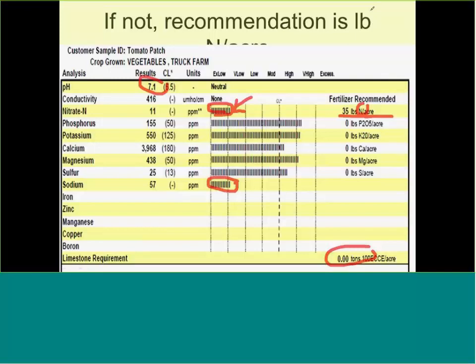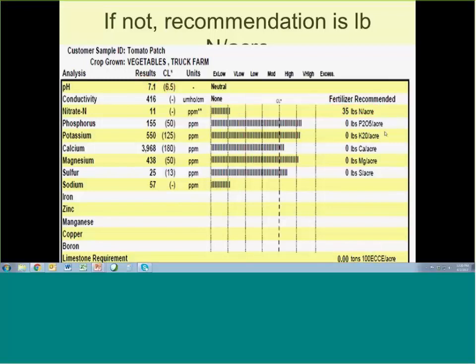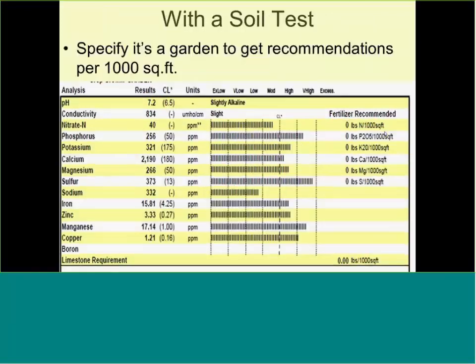Now remember, whatever recommendation you get from a soil test, like in this case 35 pounds, is a pre-plant recommendation, not a season-long recommendation. This is what you have to add to the soil before you start planting. In this case 35, and my raised bed, nothing. Okay?